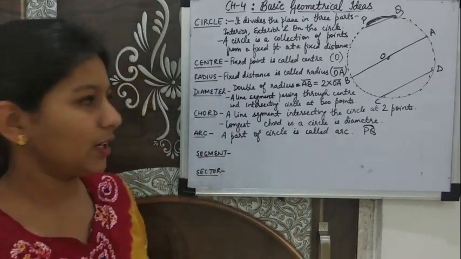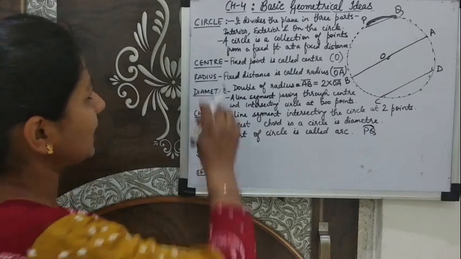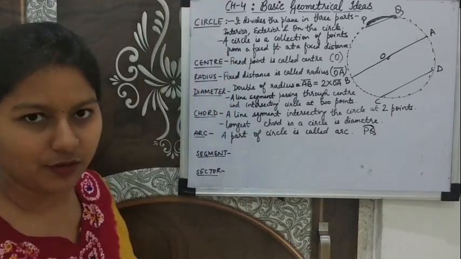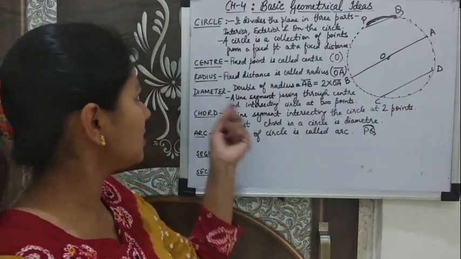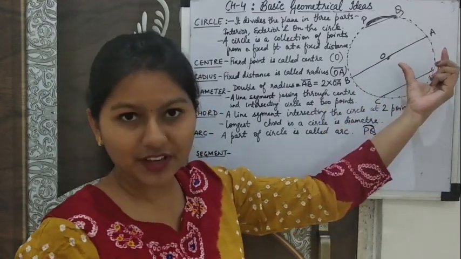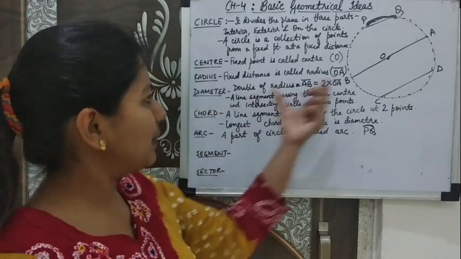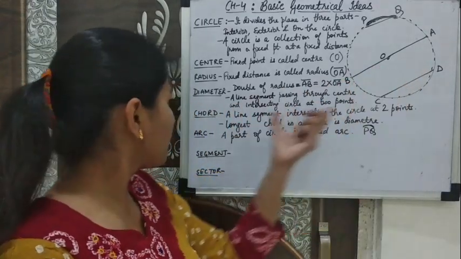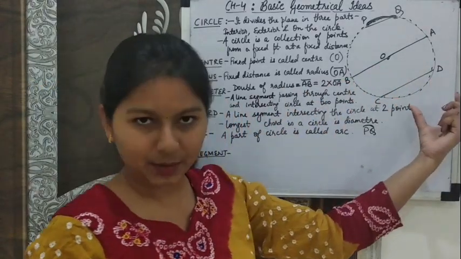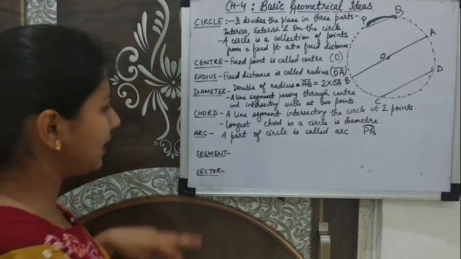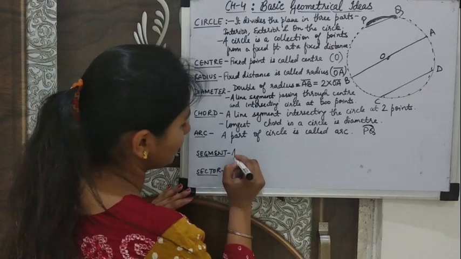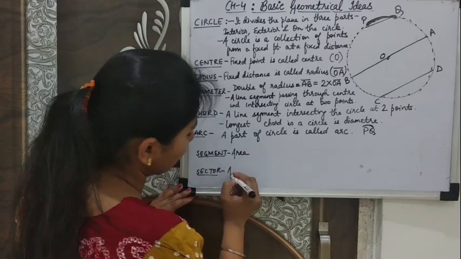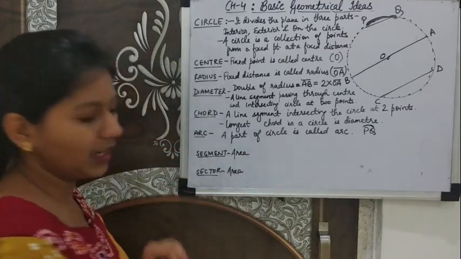Now what is segment? Till now, whatever we have read, like this circle, it's a collection of points. Center is only a single fixed point. Radius was a fixed distance. Diameter was also a fixed distance. Chord was also a line segment. But now this segment and sector, they are expressed in terms of area. Both are expressed in terms of area.